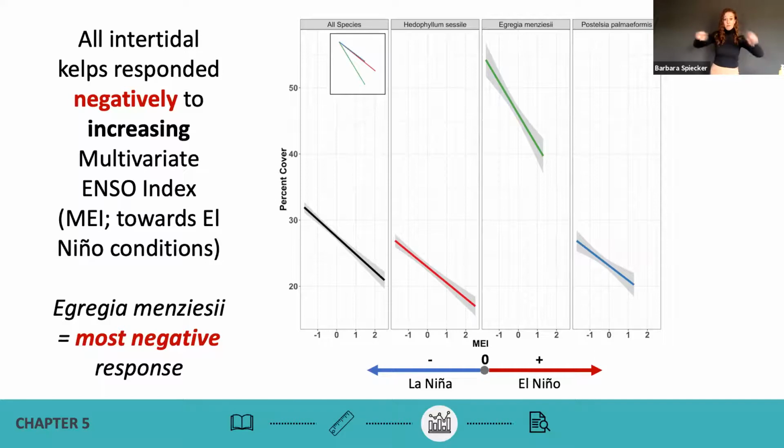So we just looked at the effect of El Nino on kelps, and we saw that spatial variation can modify those effects. And here we see that species identity can further modify the effects of spatial variation on intertidal kelps' responses to El Nino. So results showed that the 3 intertidal kelp species studied, Hedophyllum, Egregia, and Pterygophora, all responded variably to increasing MEI, with Egregia, interestingly, having the most negative response to the increased MEI numbers.